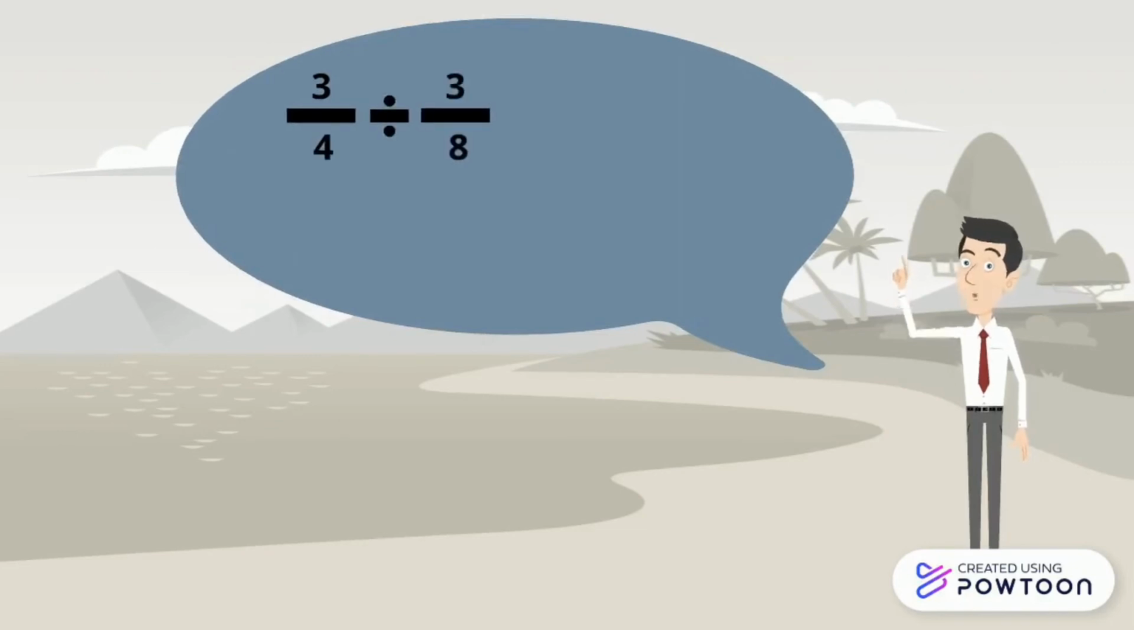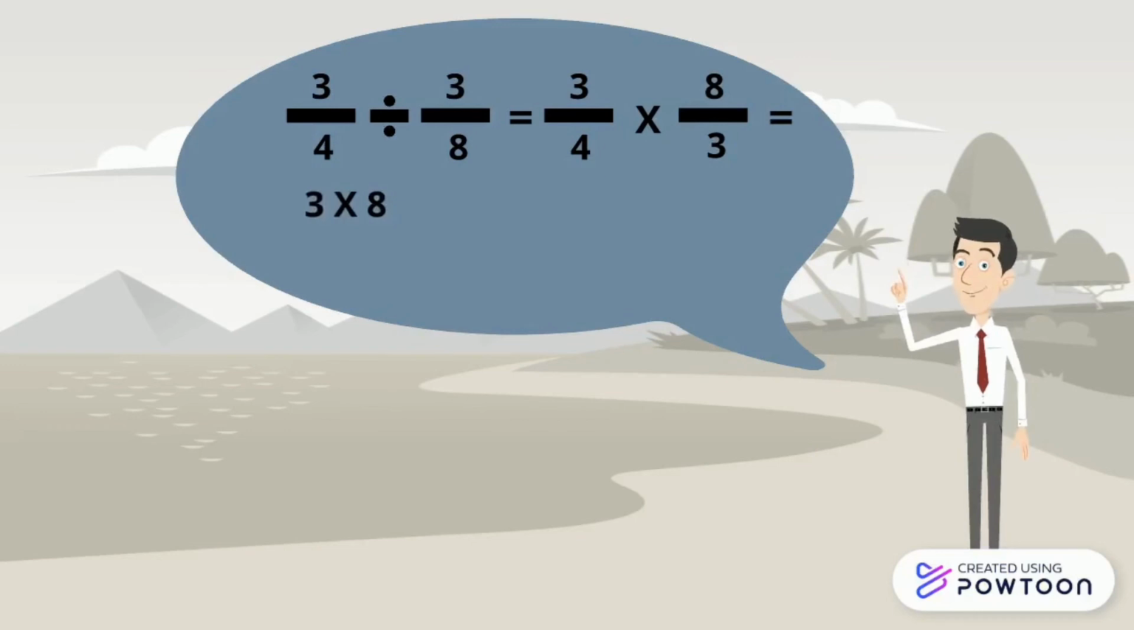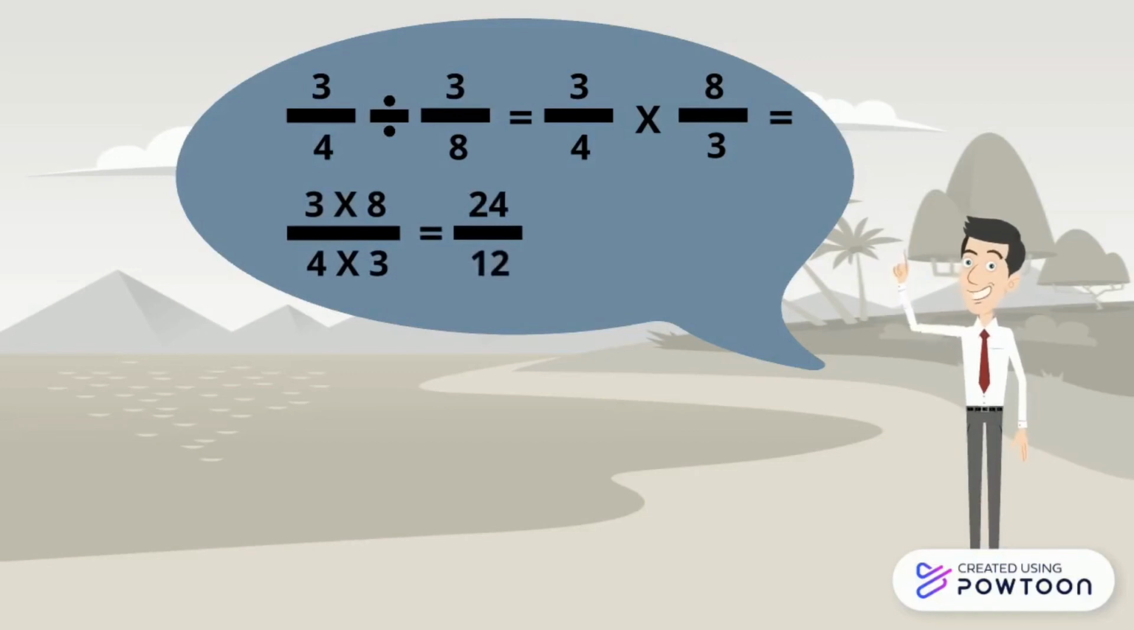To divide it, we need to change it first into multiplication by swapping the numerator and denominator's position. So, 3 over 4 divided by 3 over 8 turns into 3 over 4 times 8 over 3, which equals 3 times 8 over 4 times 3, resulting in 24 over 12, that can be simplified into 2. So, the number of decorations that can be made is 2 decorations.